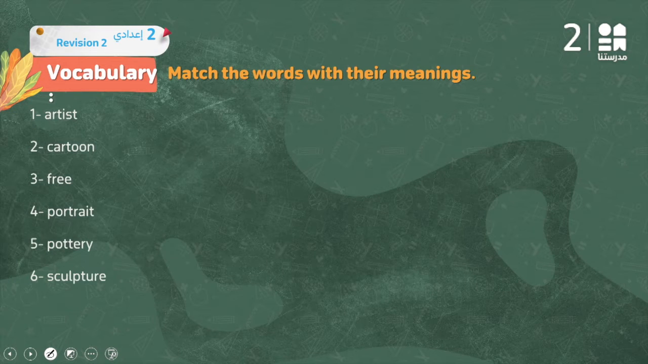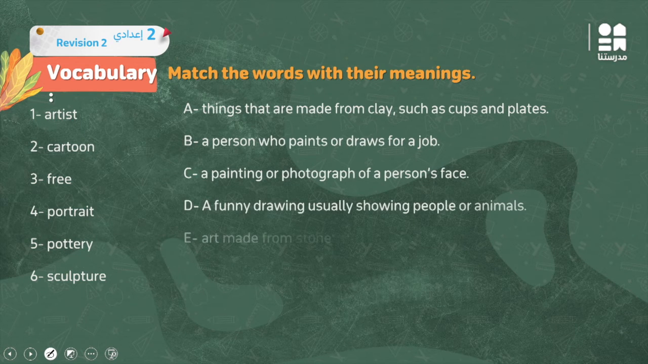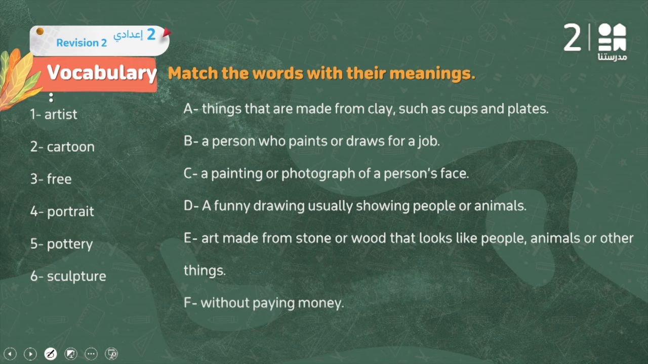Here we have some words which we already have been exposed to in the previous units, and now we are going to match them with their suitable definitions. So here I have number one, artist. Artist يعني فنان. ممكن بيرسم, ممكن بيمثل, يعني بيعمل أي حاجة ليها علاقة بالفن. Cartoon. Cartoon يعني الشخصيات الكرتونية. Free. Without money. يعني من غير فلوس.